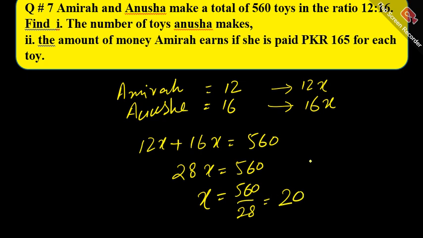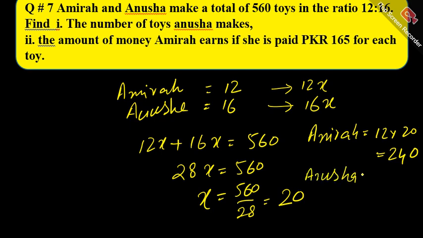So what is the value of x? 20. It means how many toys were made by Amira? We will multiply 12 with 20. I have less space, so I write here, Amira is equal to 12 multiplied by 20. So how many toys did she make? She made 240 toys. Similarly, how many toys did Anusha make? That is 16 multiplied by 20, so our answer is 320. And in total they made 560 toys.